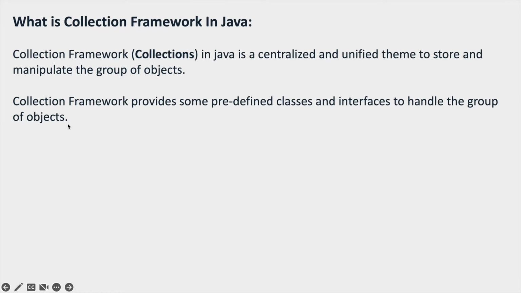So we can say a framework is nothing but a collection, or a group, of classes and interfaces. In the same way, the collection framework provides predefined classes and interfaces to handle the group of objects. In this video we will see the collection interface, and in the subsequent sessions we will see all the interfaces and all the implementation classes in detail.